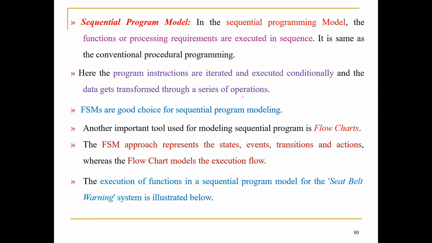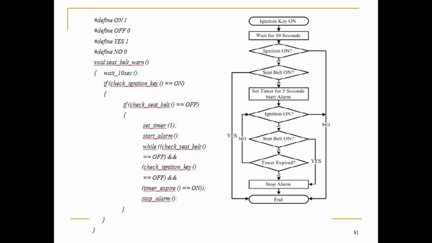If you're asking me, sir, how do you actually write that particular sequential program, or how it is going to look, we'll take the same example and check the way in which the program is to be written. See here, first of all, I'm defining the terms. On is 1, off is 0, yes is 1, no is 0. After that, function void seatbelt warning. When should the seatbelt warn?